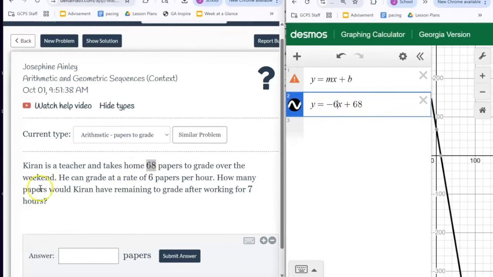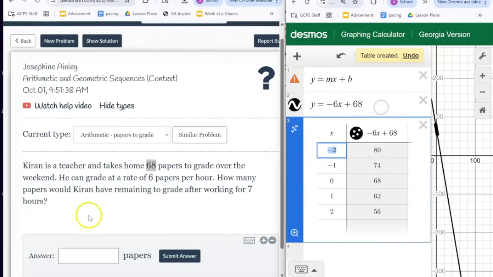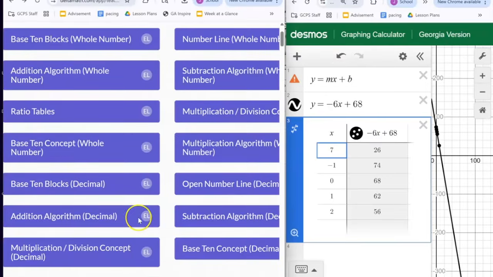All right, so again, if you're not told first or 0 or anything in the problem, then it's a linear function. You just have to write the function. And then the process is the same. Hit settings, table, and you're looking, how many does she have after 7 hours? So we're going to come here, hit 7, and she has 26 papers left to grade. So hopefully that was really clear to you, the difference between sequence and linear function.